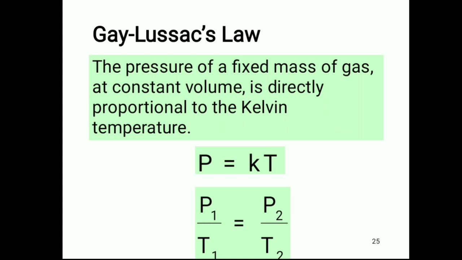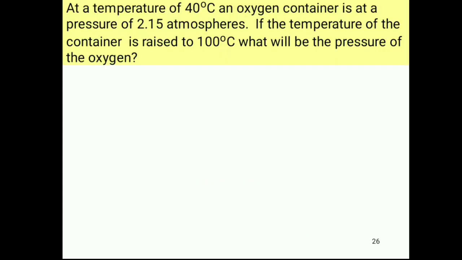Let's now move on to Gay-Lussac's law. Gay-Lussac's law states that the pressure of a fixed mass of gas at constant volume is directly proportional to the Kelvin temperature. So just like Charles' law, the relationship here is direct proportion. If in Charles' law we explain the direct proportion relationship between volume and temperature, here in Gay-Lussac's law we have a direct proportion relationship between pressure and temperature at constant volume. So we shall have the same form of equation: P sub 1 over T sub 1 equals P sub 2 over T sub 2.